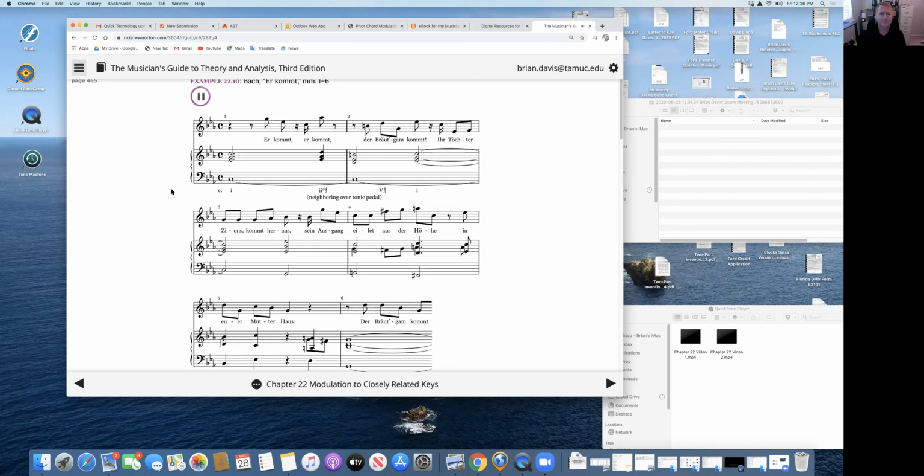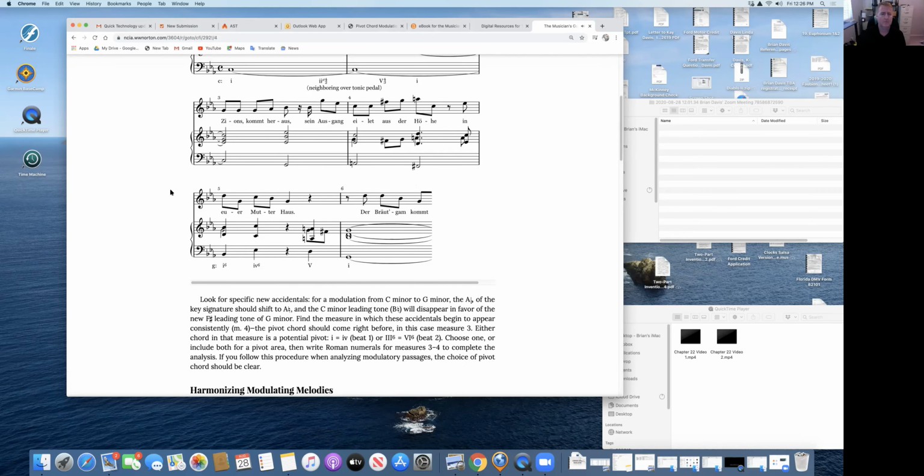Der Bräutigam kommt, ihr Töchter Zions kommt heraus, sein Ausgang eilet aus der Höhe in eure Mutterhaus.